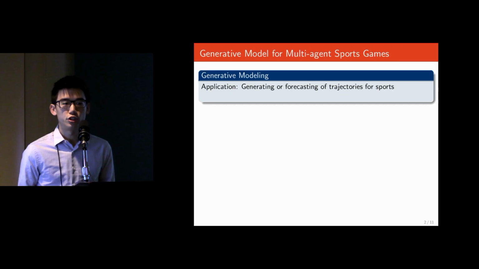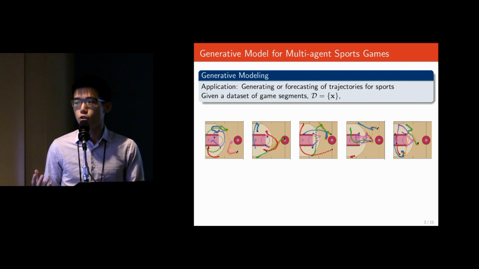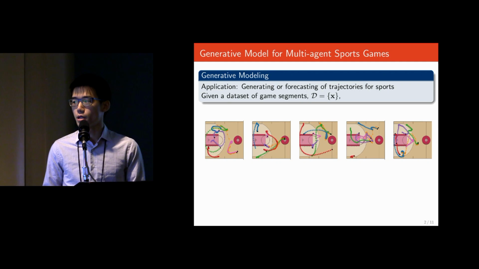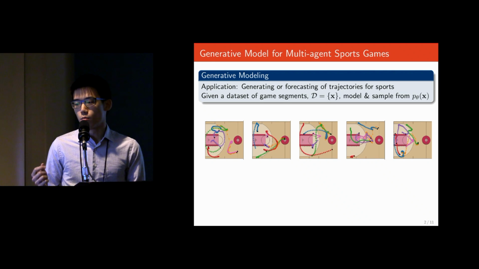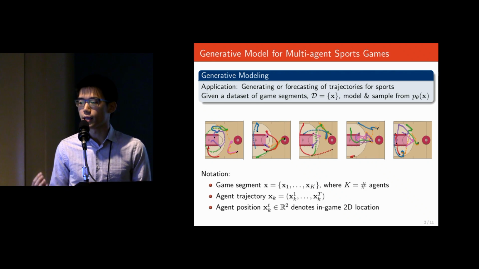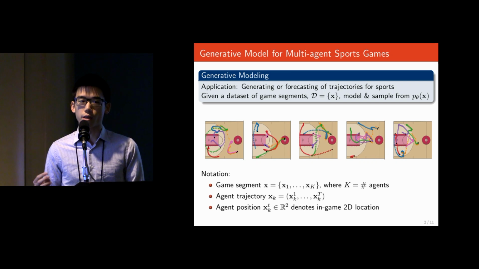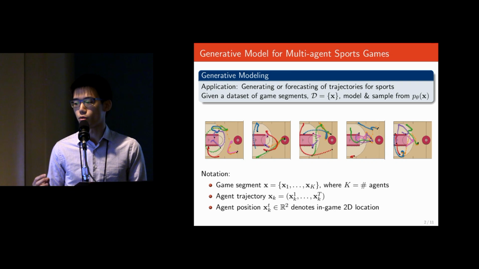We're interested in generating and forecasting trajectories for sports games. To model sports games, we're given a dataset of game segments, such as the one shown below. The goal is to model and sample from P theta of X. More formally, we denote a game segment as an unordered set of agent trajectories, X sub k, where k is the number of agents. An agent trajectory is an ordered tuple of 2D agent positions, X sub kt, which is in R2.